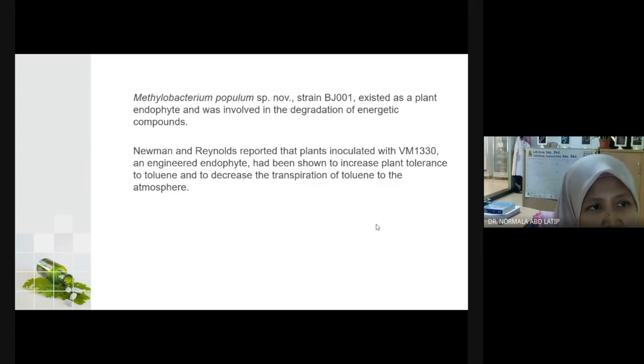Methylobacterium populum strain BGA001 is a novel bacterium that exists as a plant endophyte and was involved in the degradation of energetic compounds. Newman and Reynolds reported that plants inoculated with VM1330, an engineered endophyte, showed increased plant tolerance to toluene and decreased transpiration of toluene to the atmosphere.